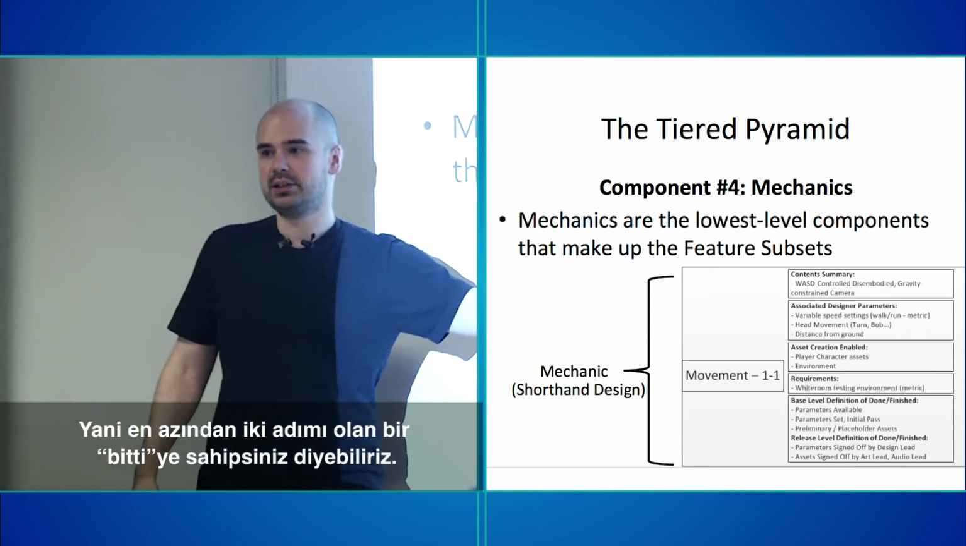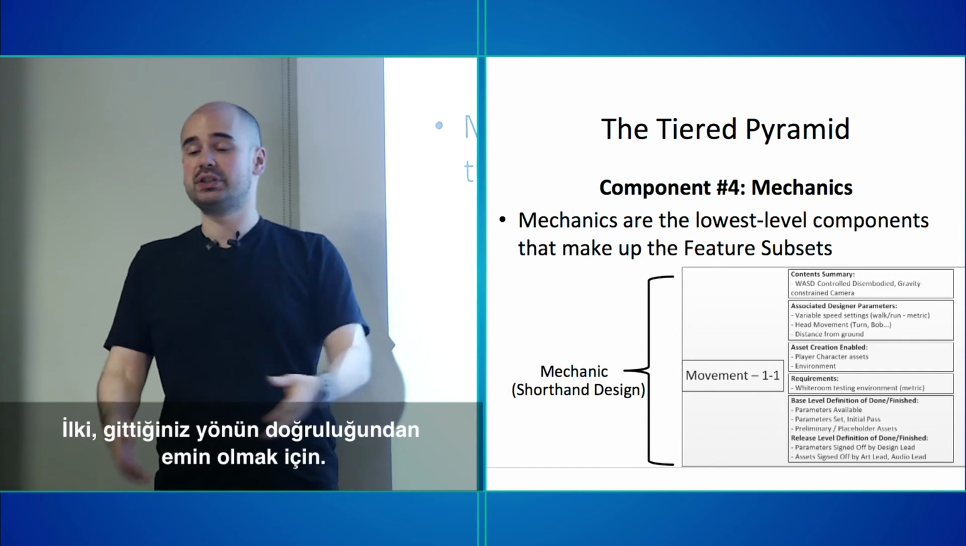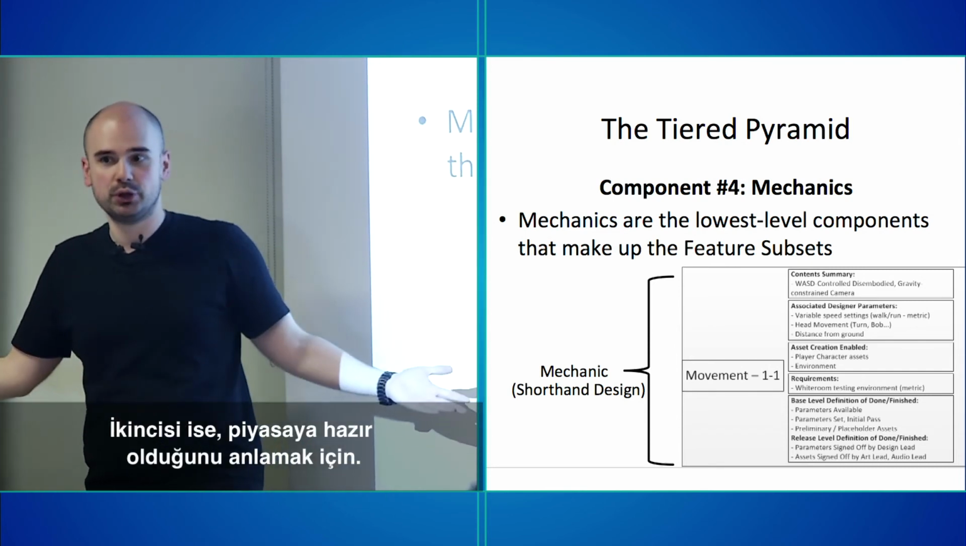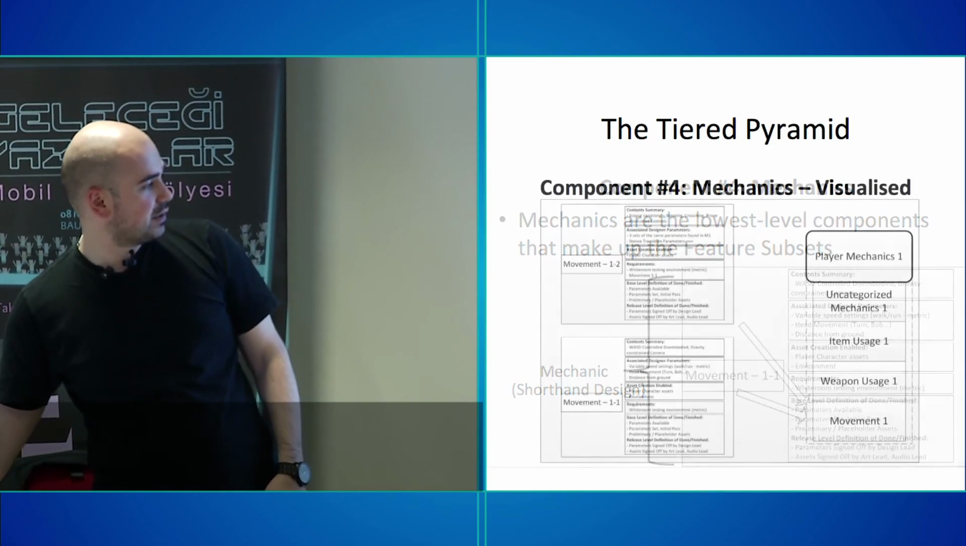So at least 2 levels of done. Number 1, just to see if you're going in the right direction. Number 2, launchable. If you can do 3 or 4, that's even better, right? So again, this is a mechanic.